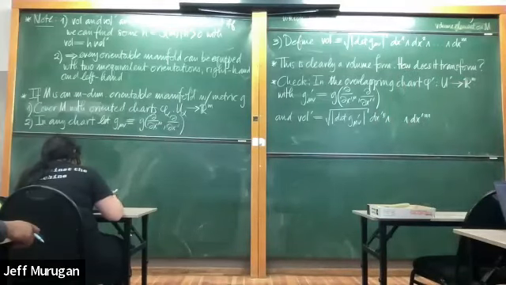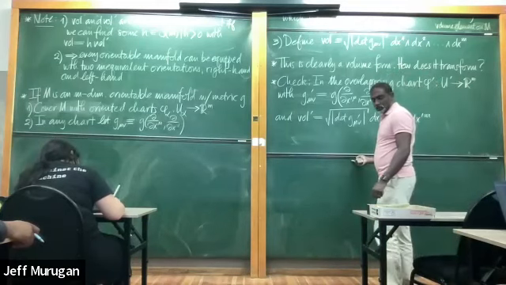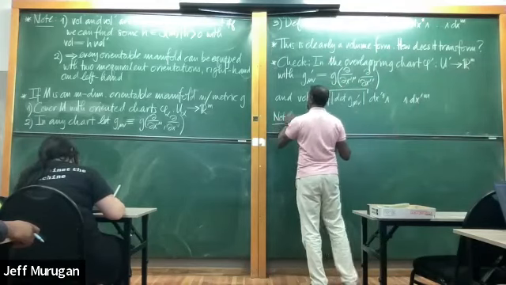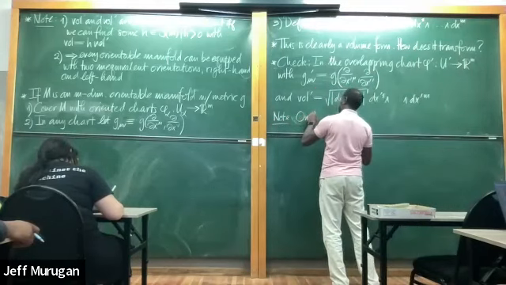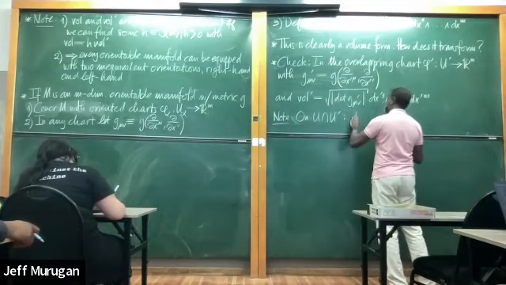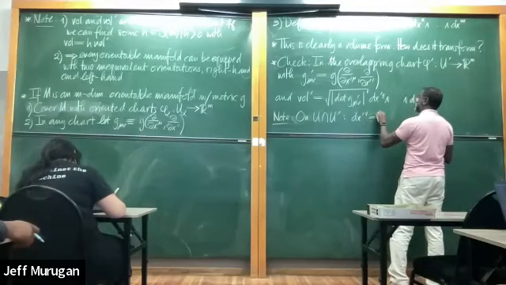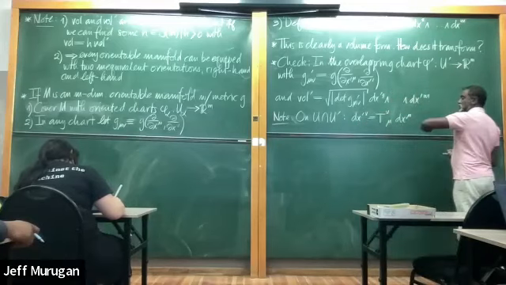And the point is, on the overlap, where these two charts overlap, vol prime and vol must be the same. Okay. So let's see if that's the case. First point: on the overlap, on U intersection U prime, dx prime mu is some T mu dx mu.